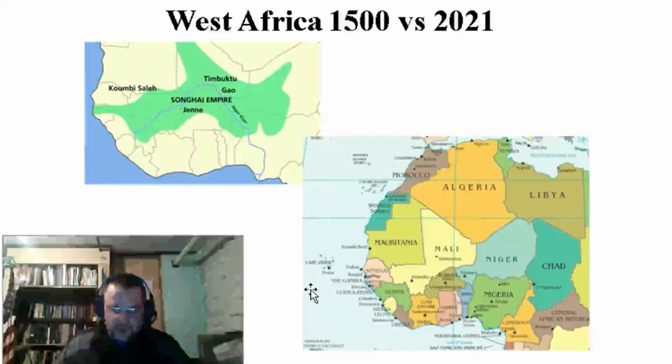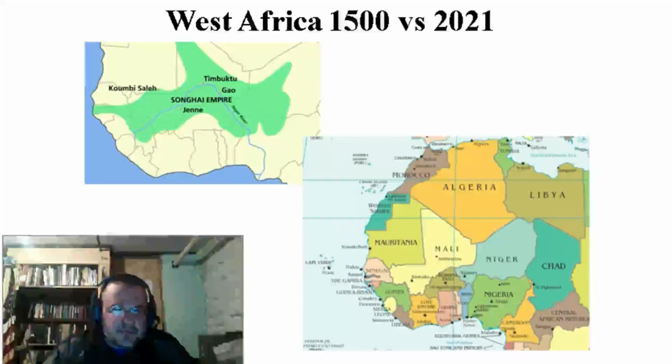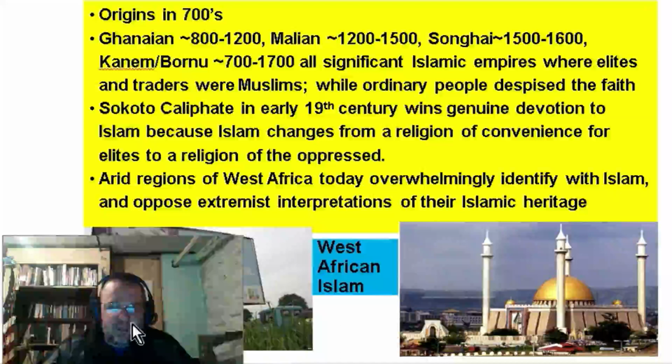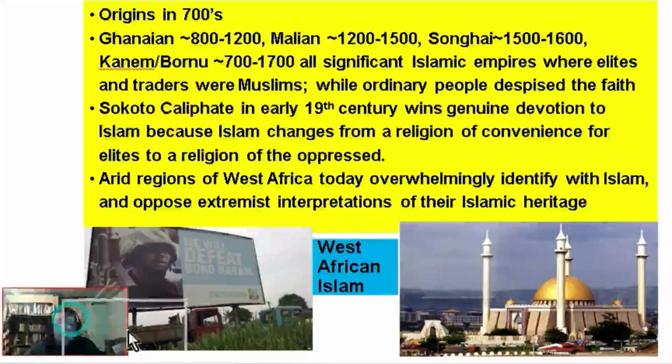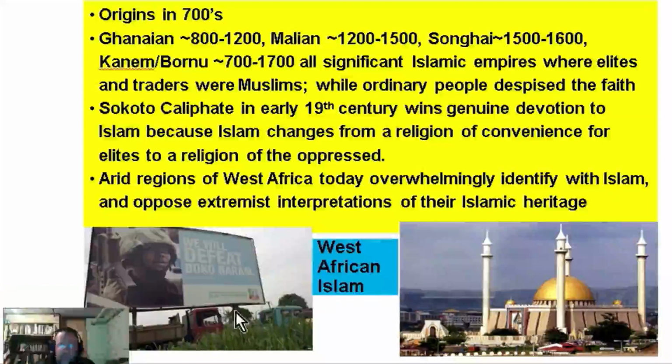Okay, so before getting, let me switch to the Fulani. I'm covering important stuff here. All right. Great billboard from Nigeria.